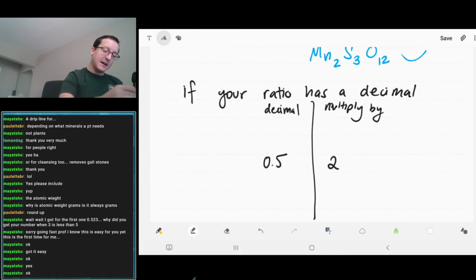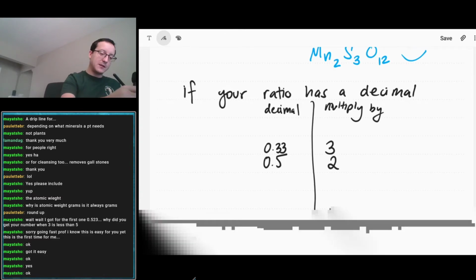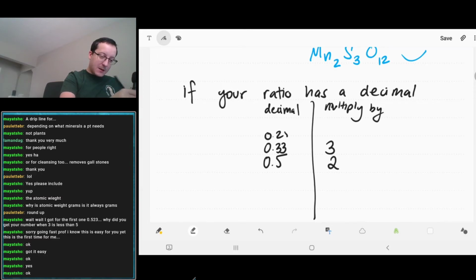Sometimes you're going to end up with something that has 0.33 as your ratio, and what you're going to want to multiply that by is 3. So I'm just giving you a little resource guide. We're not going to round our ratios. We're going to want to multiply everything by an integer to make it nice and even for us. If you were to get 0.25, you would multiply by 4. Or 0.2, you would multiply by 5.